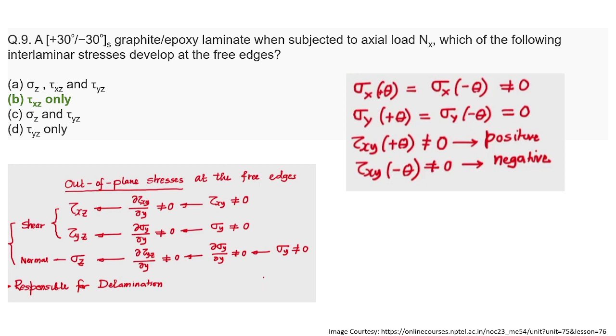As there is no stress in the y direction, which is equal to 0, there will be no shear stress in yz direction and also no normal stress in z direction. So the only out-of-plane stress that remains at the free edge will be the shear stress in xz direction. So the answer of this question will be B option, which is that we will get shear stress in xz direction only.